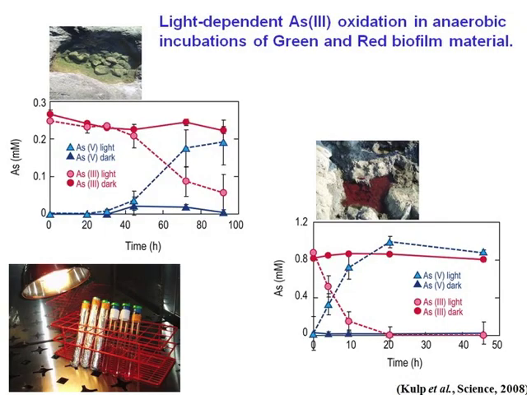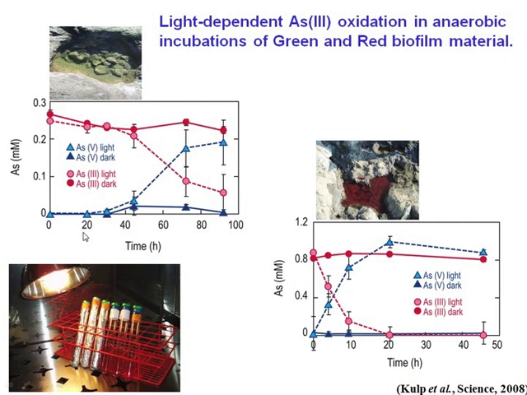We published this in Science in 2008. These are light-dark experiments where we incubate, in this case, the red mat material, both in the light and in the dark, under anoxic conditions, giving them either sulfide or arsenic 3 as the electron donor. What we see is that in the light, with both the green mat and the red mat, arsenite is oxidized to arsenate, but in the dark, nothing happens. Likewise with the red mat, same thing, except it was even faster. So we focused on the red mat for the rest of this experiment.